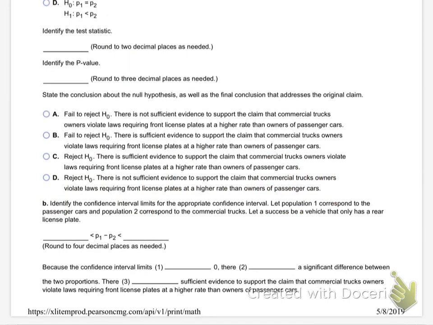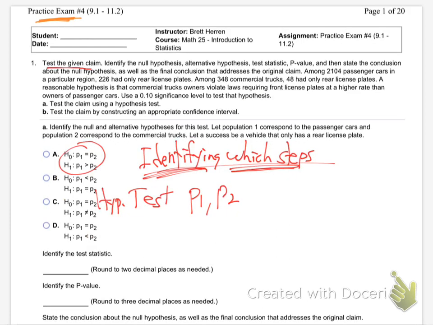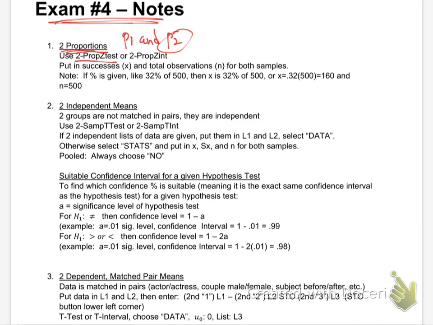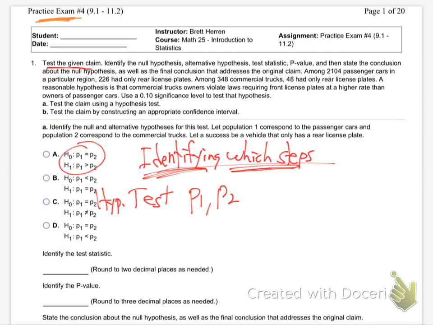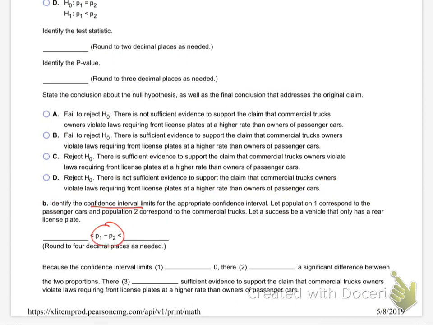The second part of it asks for a confidence interval. There's the P's again. So you would go back and say, okay, what steps do I need for that? Right here. Suitable confidence interval. Both these apply to this. Suitable confidence interval for a given hypothesis test. So that's how you figure that out. You can figure out the right one using those steps. All right, let's go on. That's the end of problem number 1.